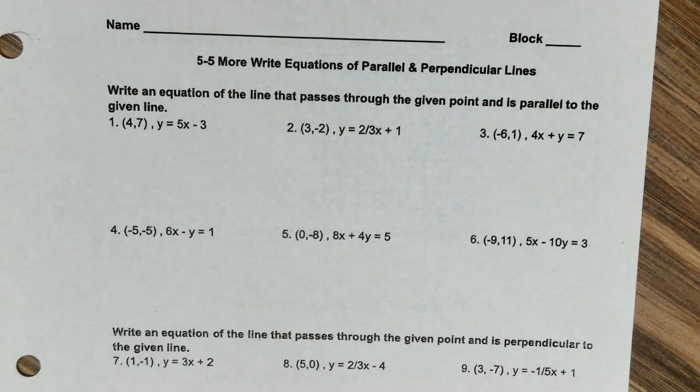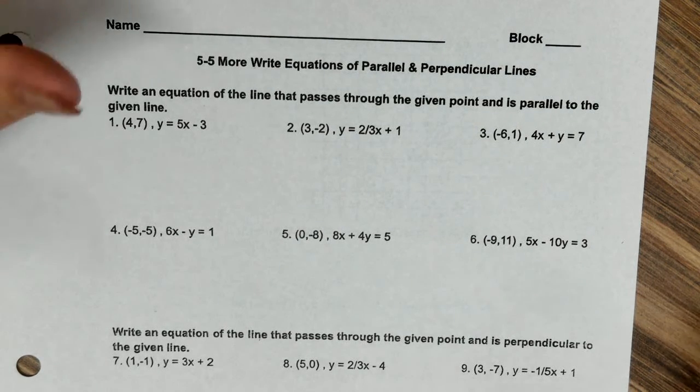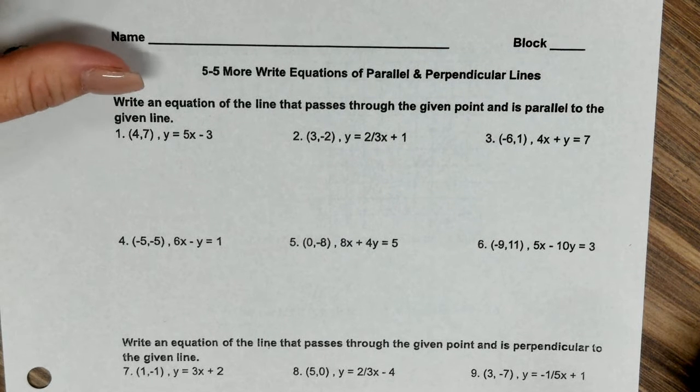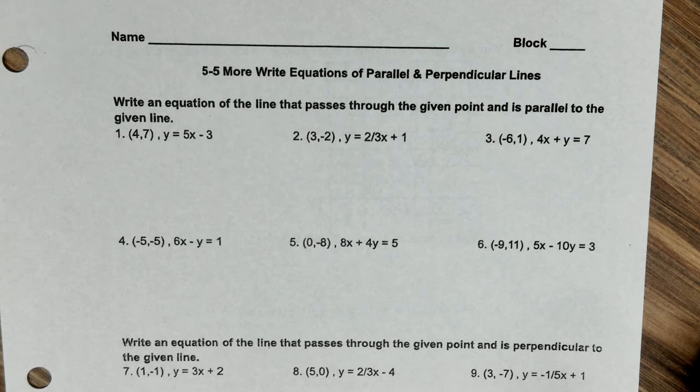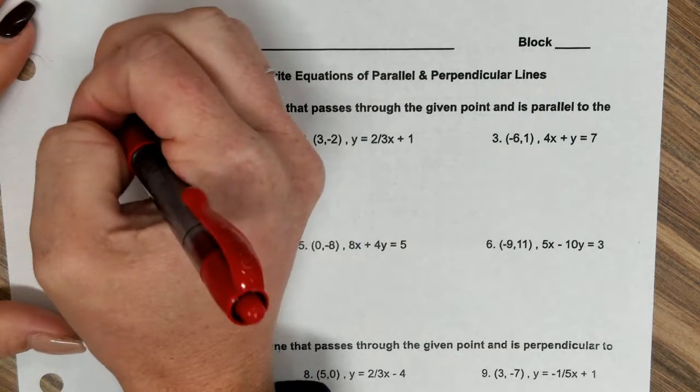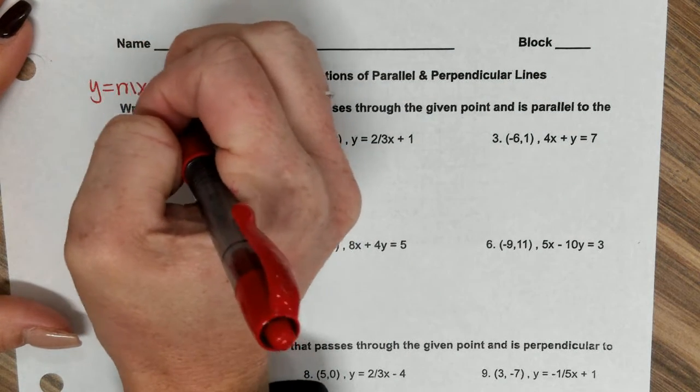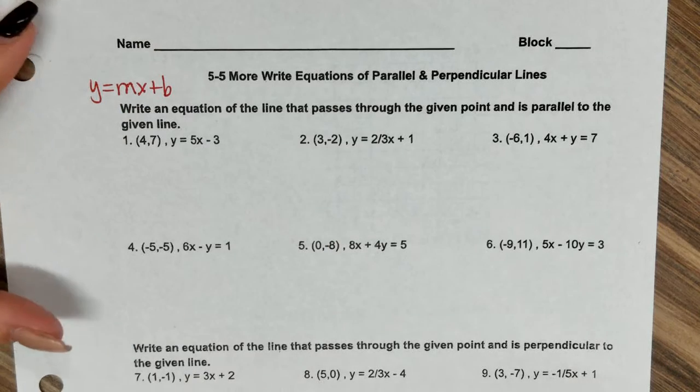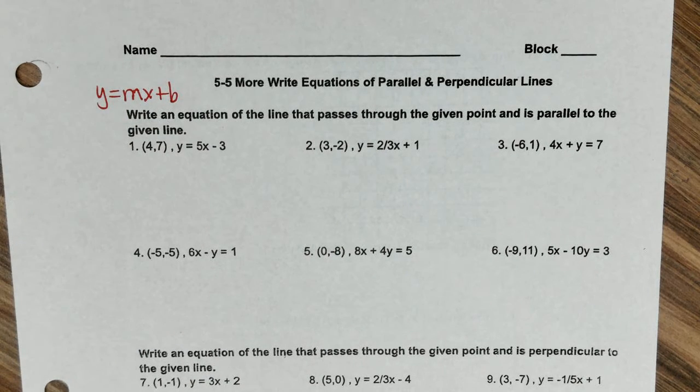And let's look at these. All right, look at 1 through 6. What are the directions asking you to write? An equation. So your answer will be a y equals mx plus b. Yes? That's what your equation will look like. You need an m and a b.